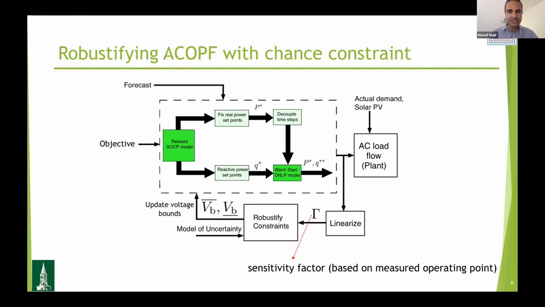So then based on this linearized model and the model of uncertainty, which we assume for the forecast errors, we robustify our model by getting these updated bounds on our constraints. In this case, I'm showing the updated bounds for the voltage constraints, VB upper bar and VB lower bar. So then in the next time step, we solve our SOCP NLP coupled problem based on these updated constraint bounds. And then the process repeats. And then finally, we validate our results by solving an AC load flow based on the actual demand and solar PV.